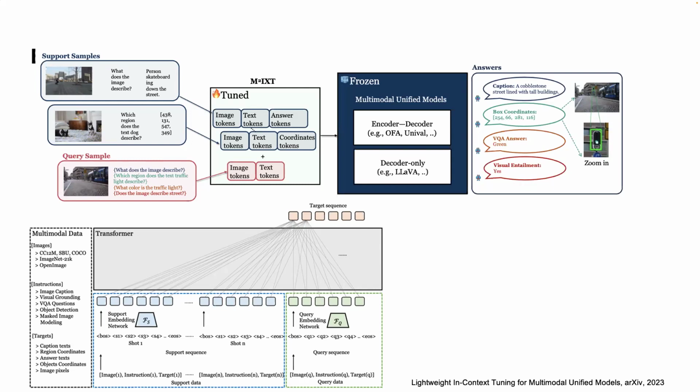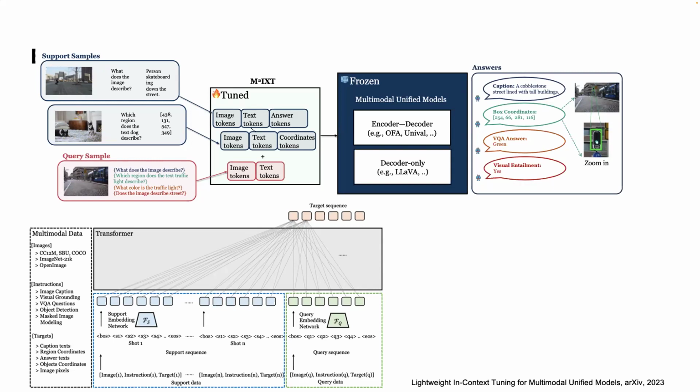And we test our model on the encoder-decoder model, such as OFA, and also the decoder-only model, such as Lava. To be more specific, how it works is for the support set, because we are dealing with the multi-model front. So for each sequence of the support set, it will comprise three parts, which is the image, instruction, and the target.